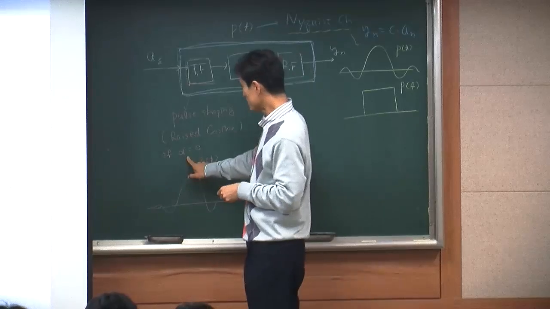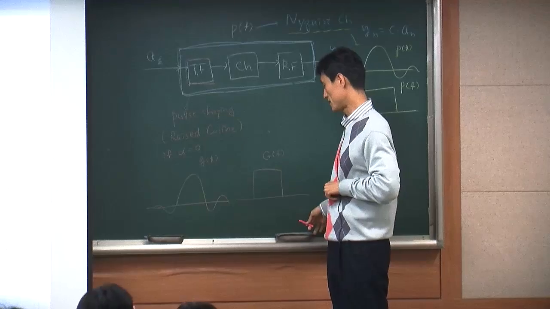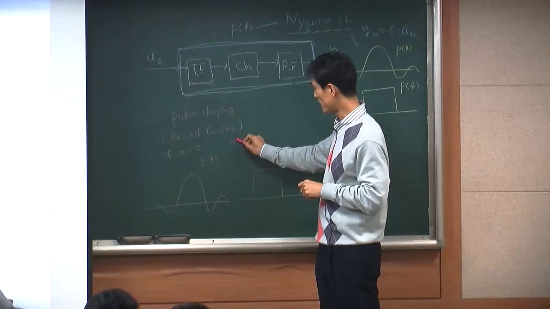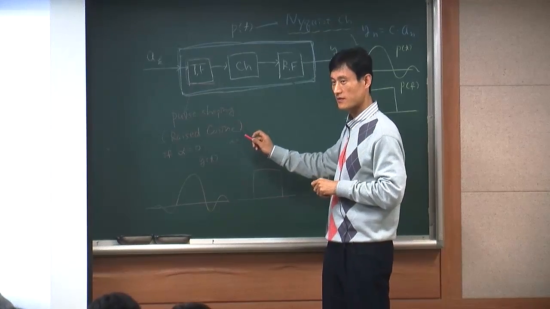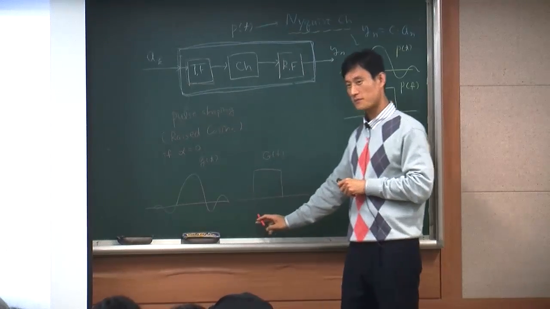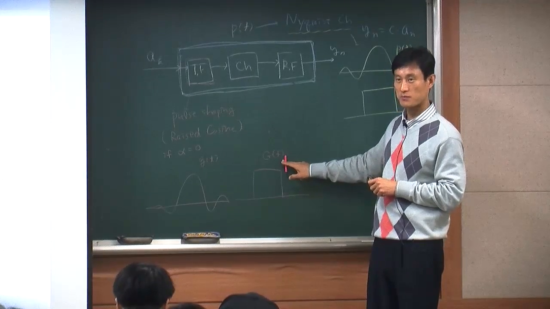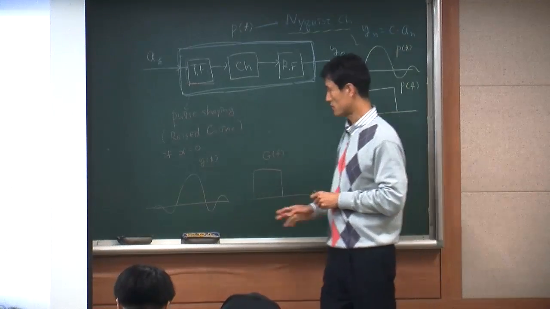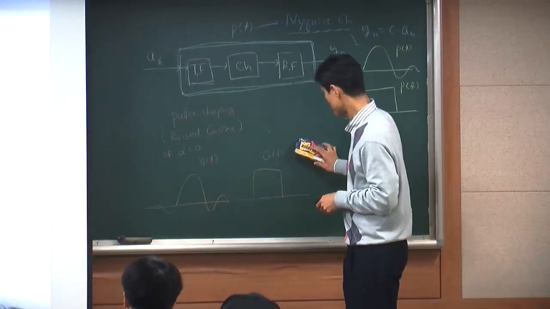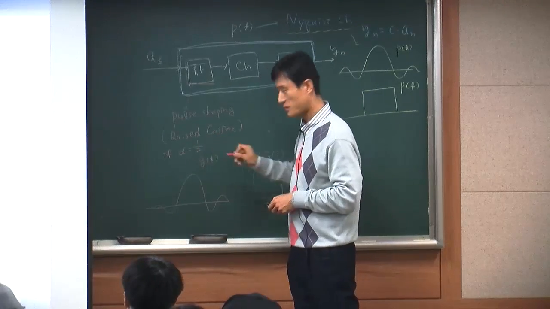But alpha equals 0 is generally not possible in practical systems. Most likely, you're going to pick alpha equal to some other value. Why is that? Because you cannot make a rectangular pulse in the frequency domain in practical systems, right? So this is actually impossible. This is only in theory. So in general, you're going to choose some other value.